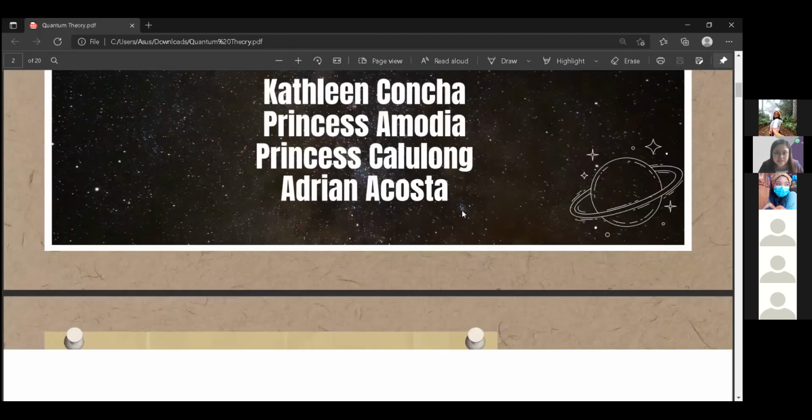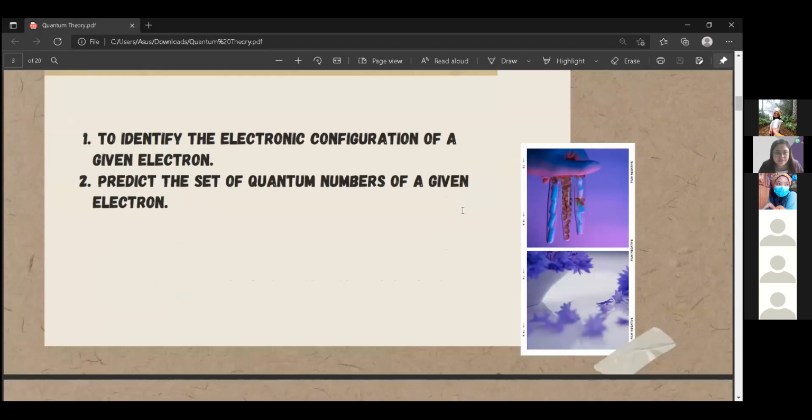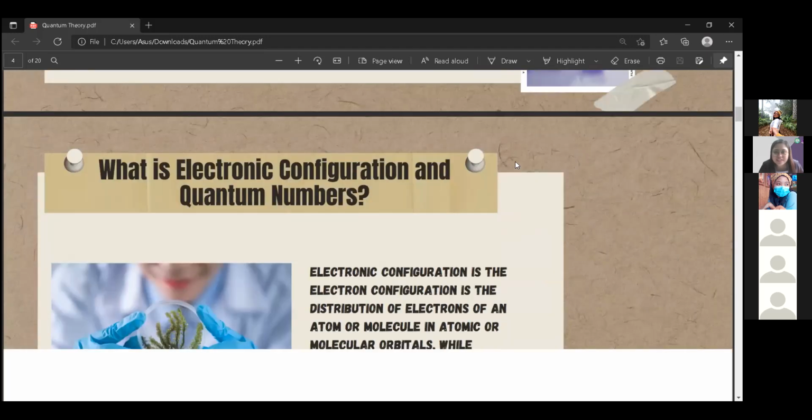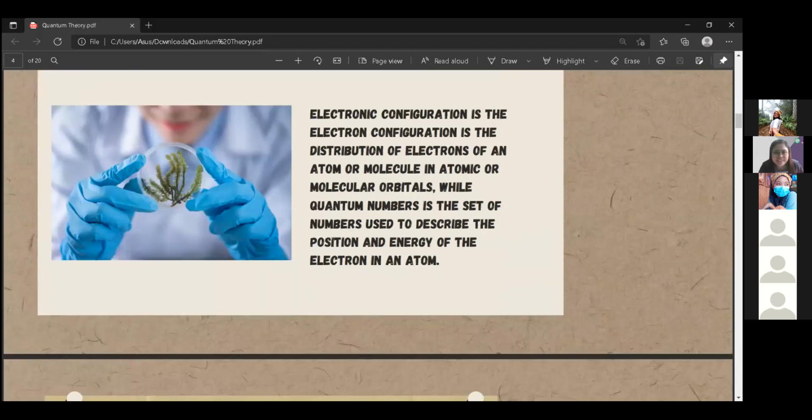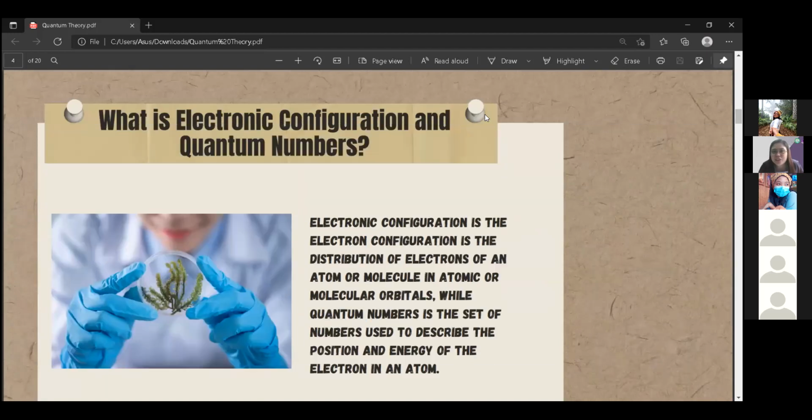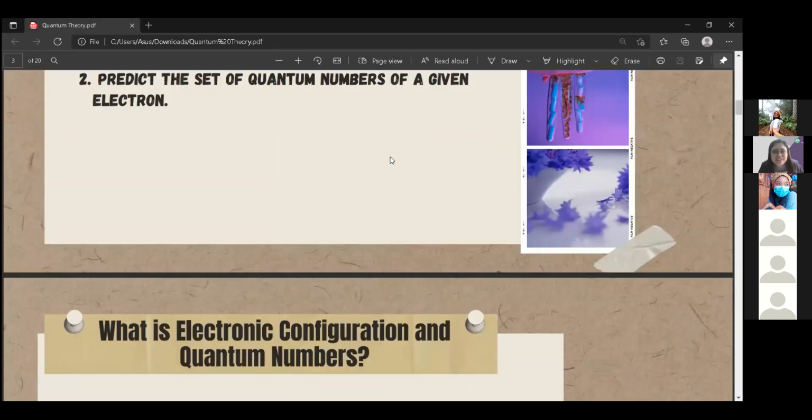Okay? So wait lang. We have here the following objectives. This would control, wait lang. Are you controlling, Adrian? Or am I next? Nothing is being controlled, no? No. I'll be the one to control.